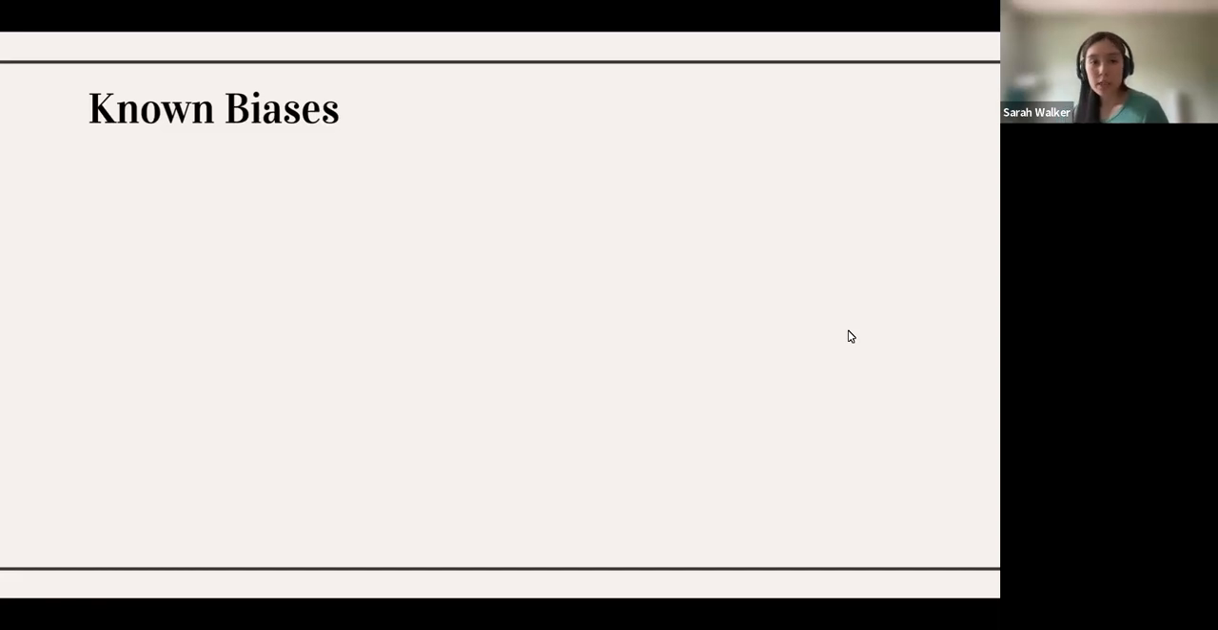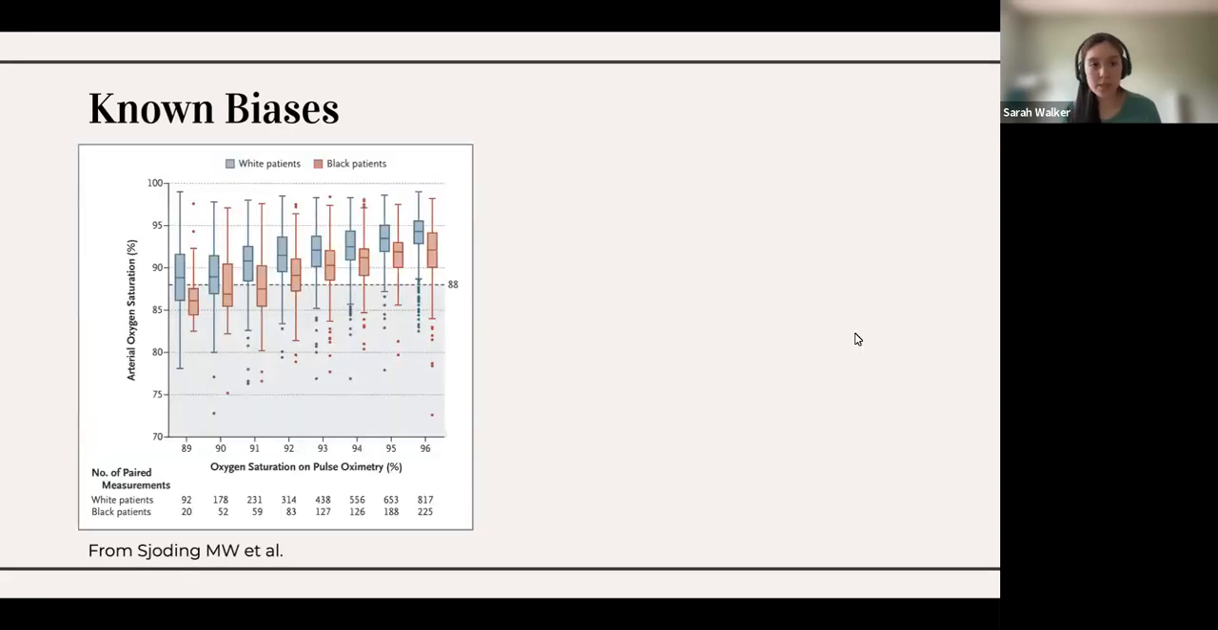In the care of critically ill patients, there are a lot of ways that implicit biases can affect patients. For example, there was a study looking at a tool called a pulse oximeter, which measures the amount of arterial oxygen saturation in a patient. They were looking at how it compares between white patients and Black patients. On the x-axis, you can see the amount of oxygen saturation that the tool measures, and on the y-axis, it's the actual arterial oxygen saturation.